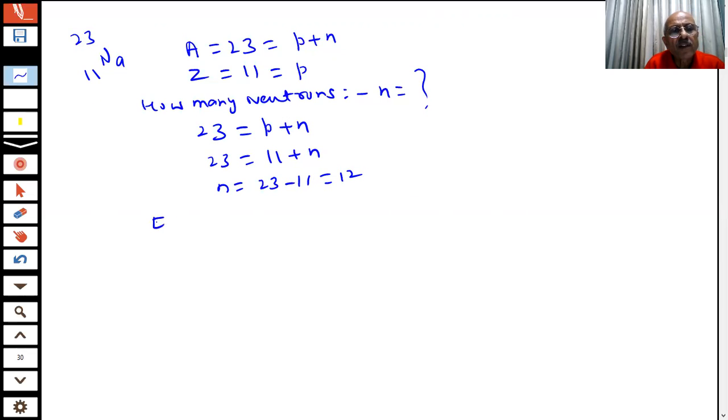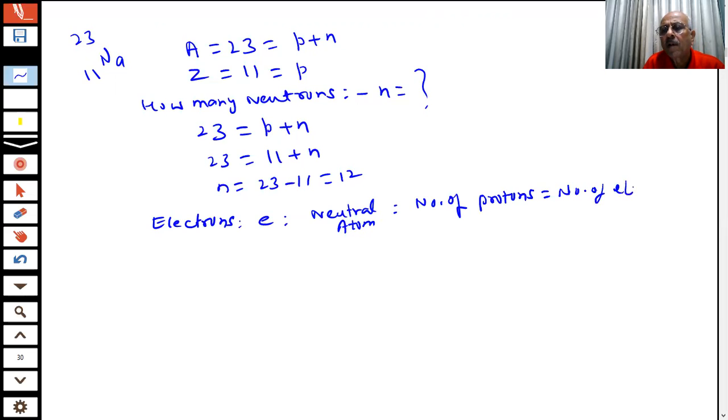And how many electrons? It is a neutral atom. In a neutral atom, the number of protons is equal to the number of electrons, because the charge is zero; there are equal and opposite charges. Therefore, in this case, how many protons are there, students? 11. How many electrons will be there? 11. 11 protons and 11 electrons.